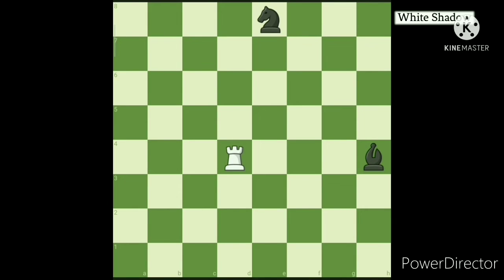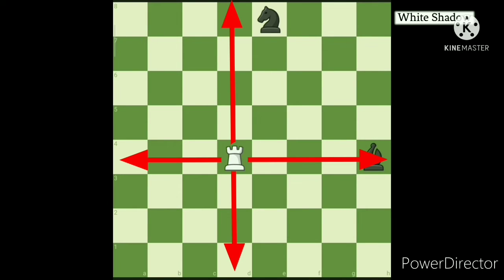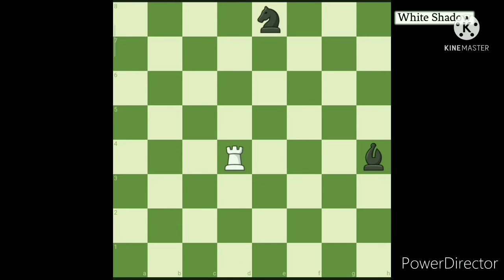Now we will see how does a rook moves. Rook can move horizontally and vertically as many squares as it wants and can attack any piece that comes in its way. Now let's see how. And there are two rooks on both the sides.